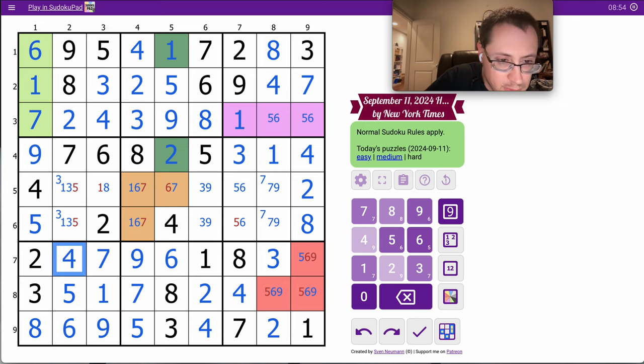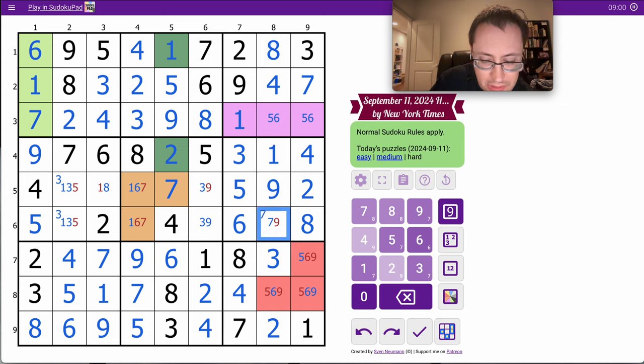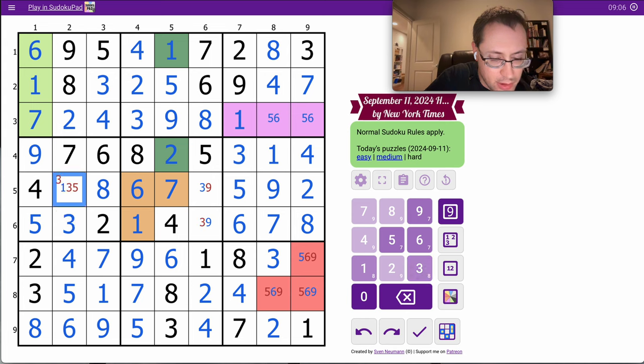Six, five, four, go in that order. This is 7, 6, 5, 9, 7. 1, 6, 8. That's forced to be a 3. 1, 9, 3, 6, 9.